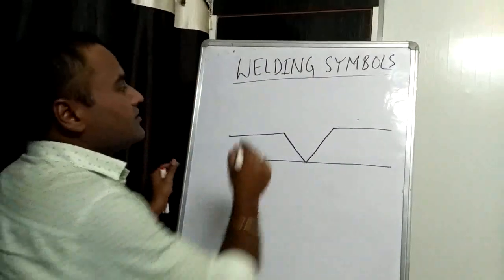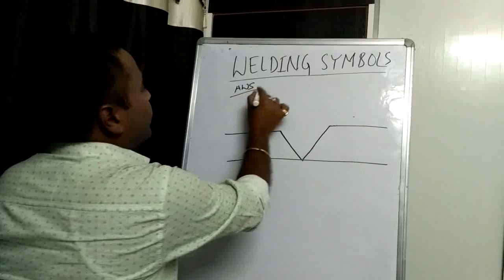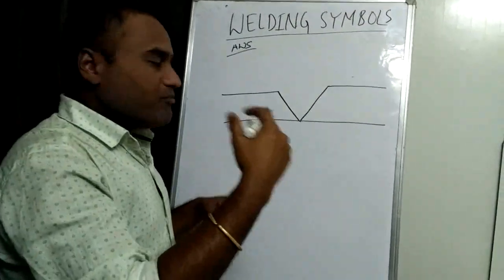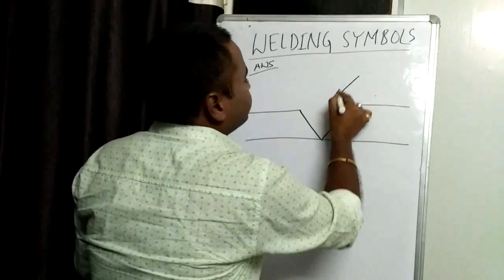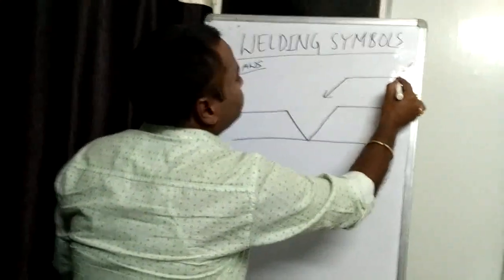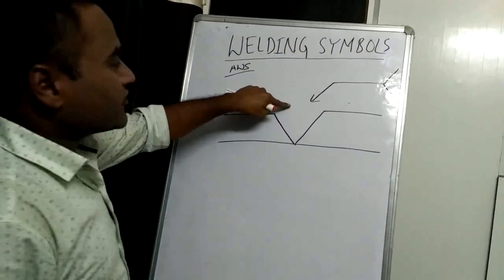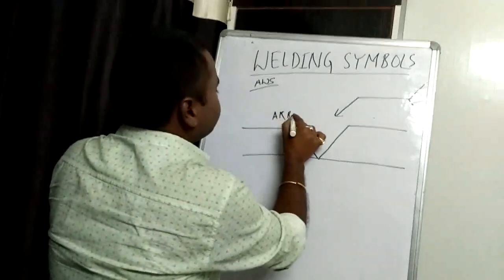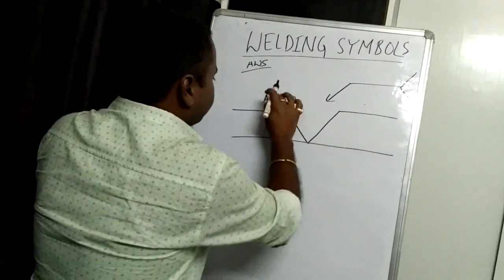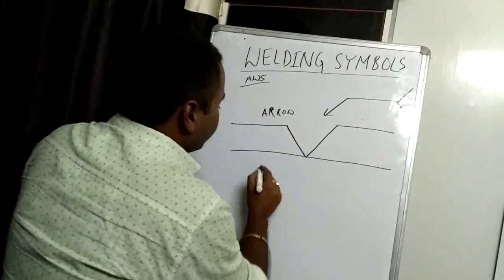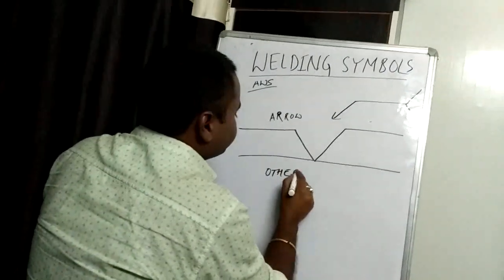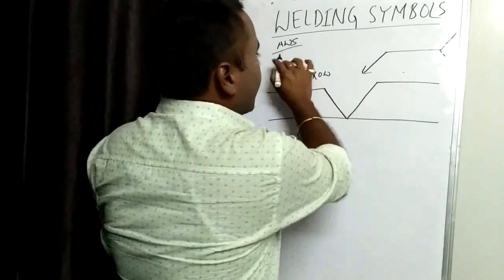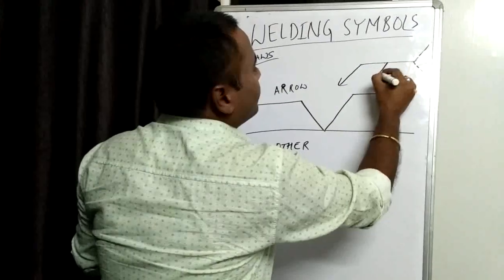In case of butt joint, again in AWS, for arrow side, we have to provide the symbol below the reference line. So this side is arrow side as per our welding symbol. This side is our arrow side and this is our other side. So to show the welding on the arrow side, as per AWS, we have to use a V.